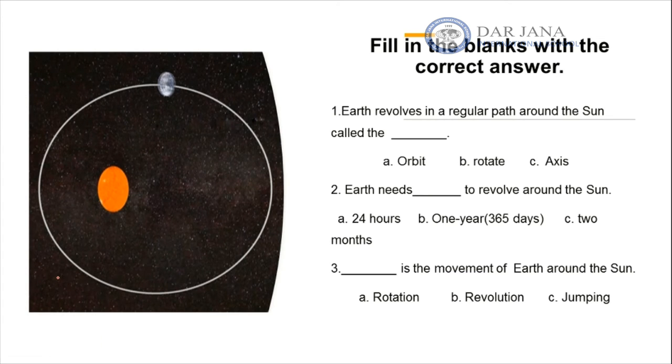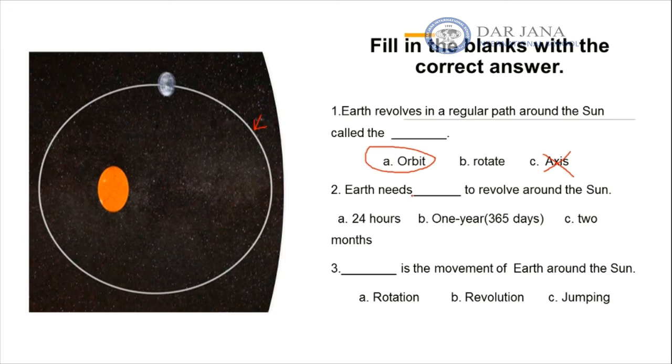Now, the first one. Earth revolves in a regular path around the sun called the, so what do we call this pathway which the Earth follows? Do we call it orbit? Do we call it rotate, or axis? No, it's not axis. The axis is the imaginary line found at the center of Earth. Do we call it rotate or orbit? We call it orbit. But please keep in mind that the orbit is also an imaginary line. It's not really found. Scientists drew it to know exactly where the Earth moves.